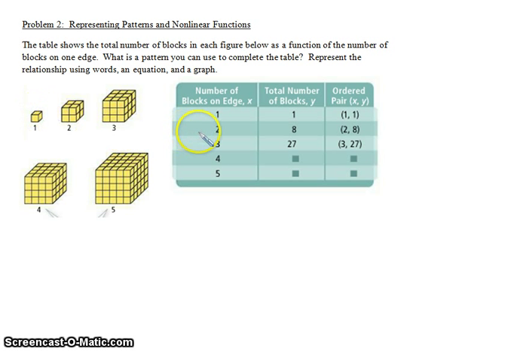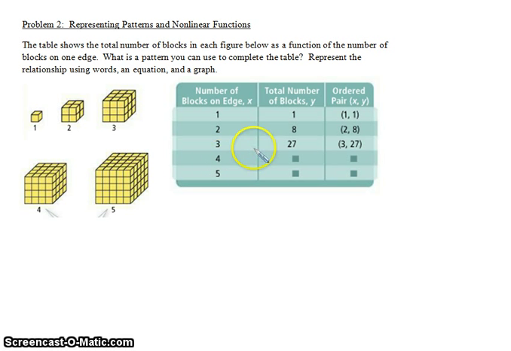One block is one block. But 2 blocks on the edge, well, I see an edge here and there's 2 blocks there, so if there are 2 blocks on the edge, that indicates that there are going to be 8 blocks total, and I could count these and there are 8 there. The next one, 3 blocks along the edge, and that's going to give us 27 total blocks in the picture.